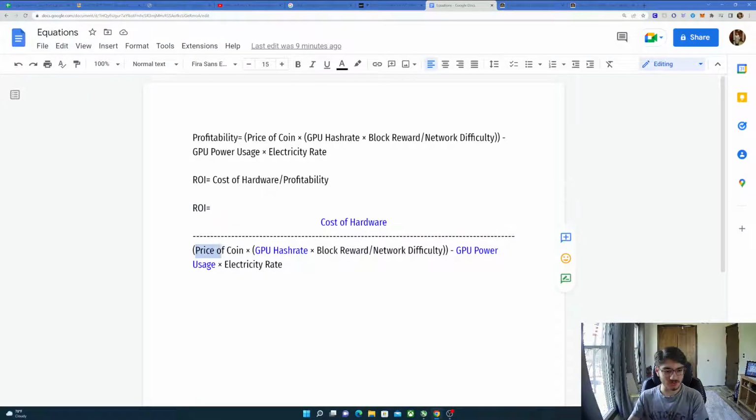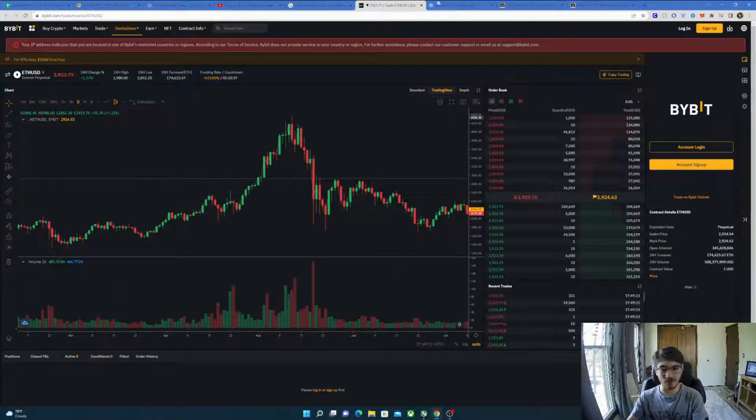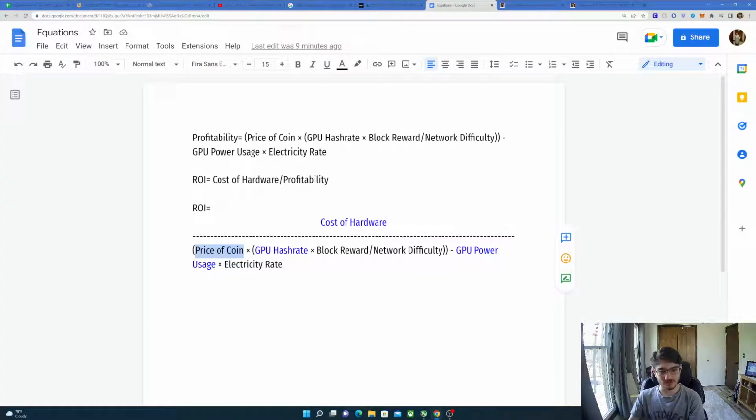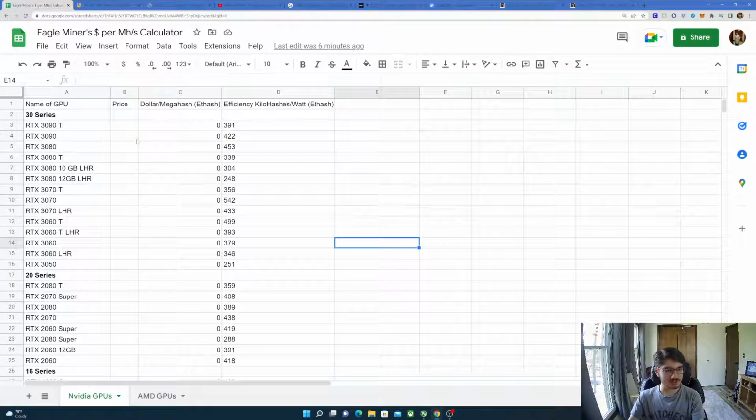This price of coin right here was inflated for a really short amount of time, and people thought, well, look, the ROIs are great, we should go ahead and buy some GPUs. Instead, you should focus on the factors you can control, not necessarily ROI always. So I've created a Google spreadsheet that you can use to calculate a few things.